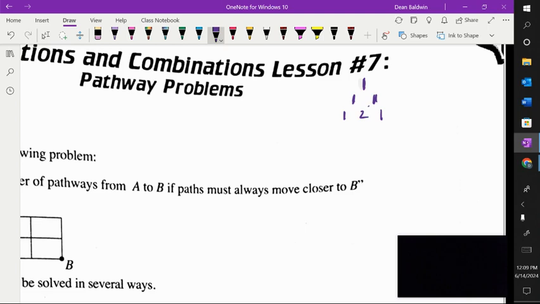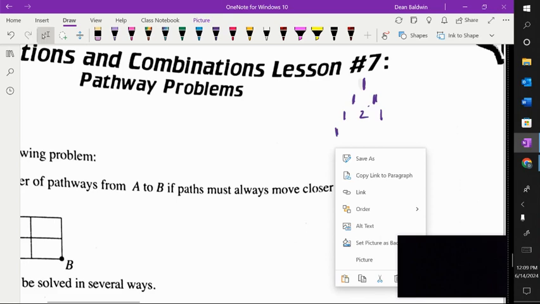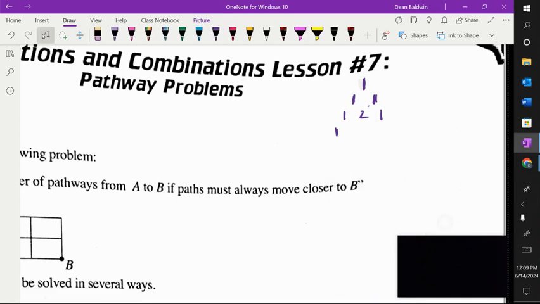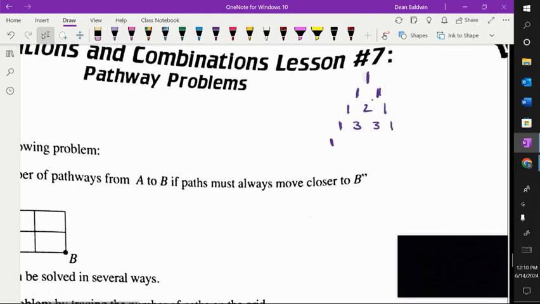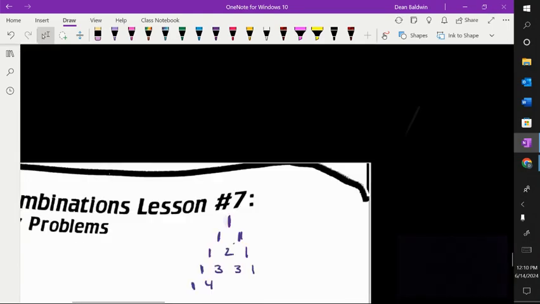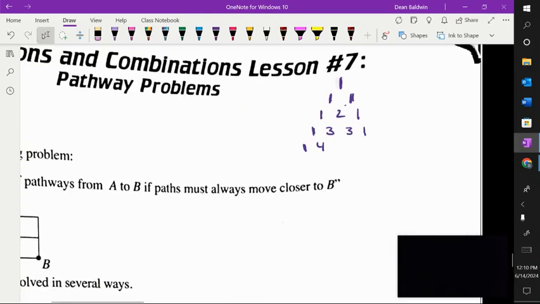There we go. So the next row, it's always 1s on the outside. What's the number after this? 2 and 1 is 3. Thank you, Will. And then 1. Next row? 1. Add 3 and 1, you get 4. 3 and 3 is 6. 3 and 1 is 4. And then a 1 on the outside. And you just continue that all the way down.